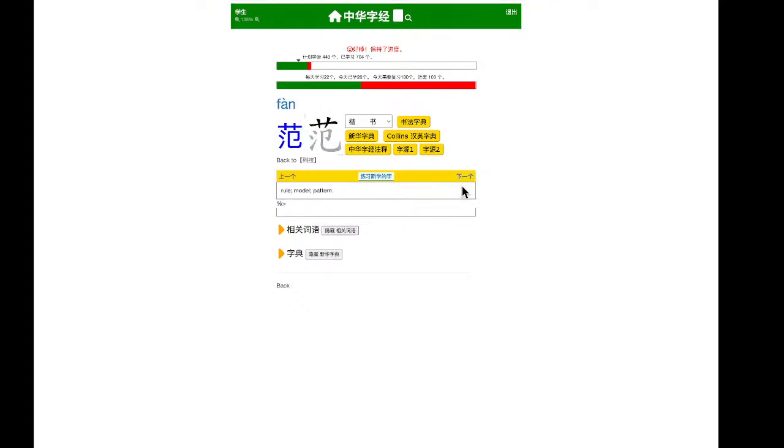范 means model, rule, pattern. Like 范本, 范文, that means an example book, or simply an example. 风范 means a style or pattern that is well known or well recognized. 模范 means role model. Okay, role model, called 模范.